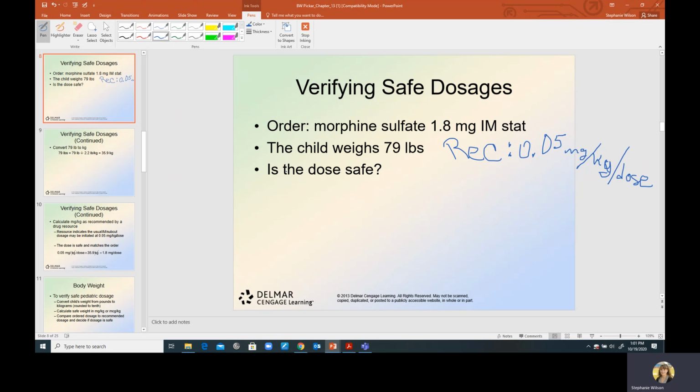So now we're going to solve for it. We want to know, is this order safe? Did the doctor recommend a safe dosage? Well, we need to take the patient's weight, because look, the recommendation is based upon weight, and calculate how much this patient can take. Now, if I was to use this example in our class and I said that I want you to determine if it's safe for you, we'd all have to take a different amount because we all weigh something different.